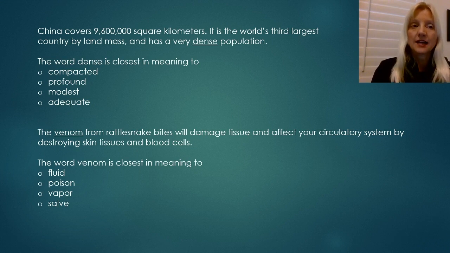Okay, and we're back. So if you've ever been to China, or if you know anything about China, you know it is a very highly populated country. The population is dense. The best synonym for dense is compacted, the first answer. Second, if you've ever had any encounter with a rattlesnake, or if you know anything about a rattlesnake, you know that they have venom, which is a poison. Therefore, the second answer is correct.